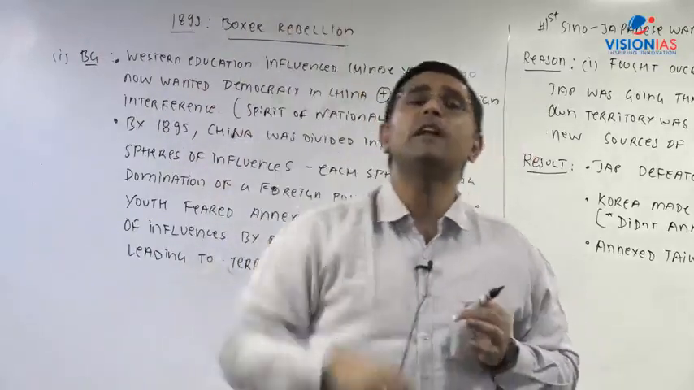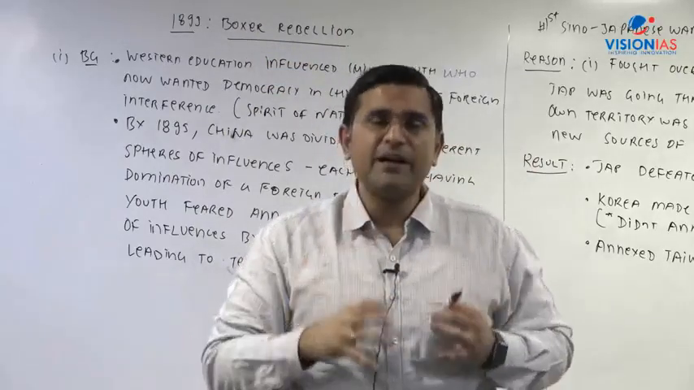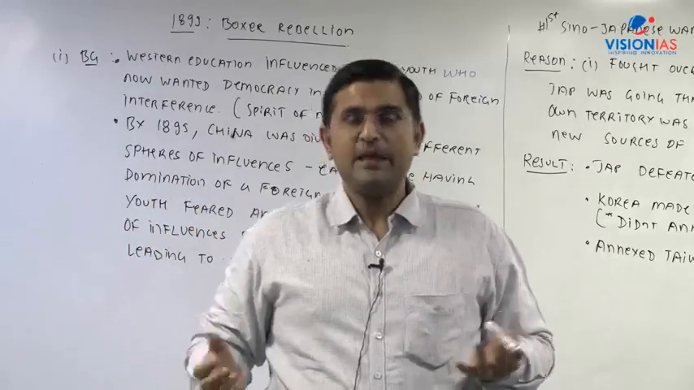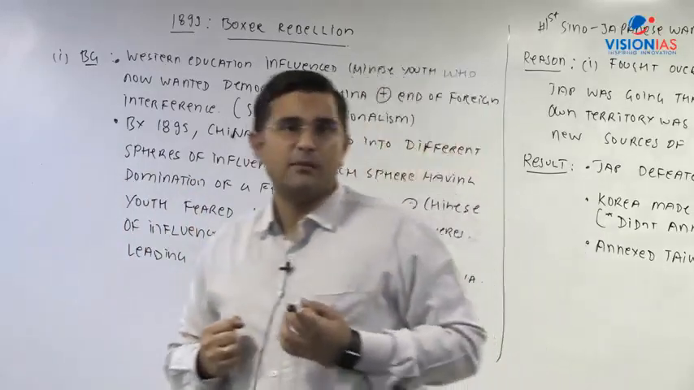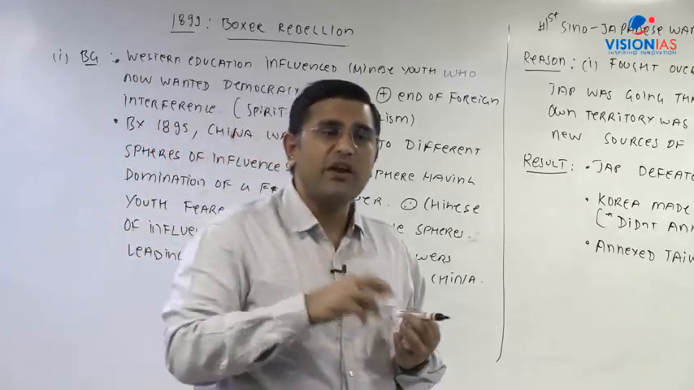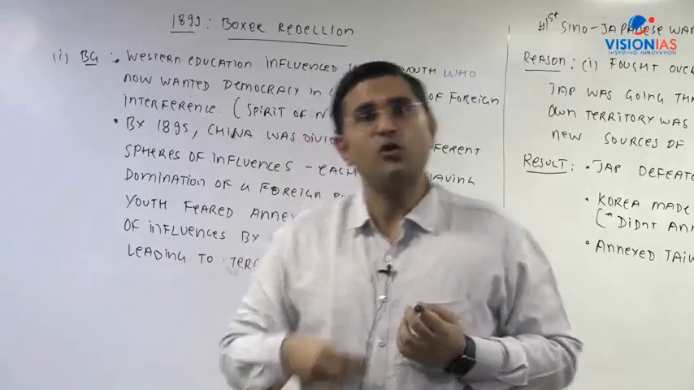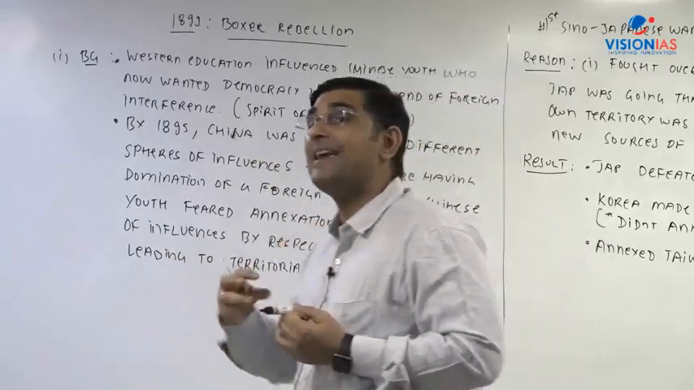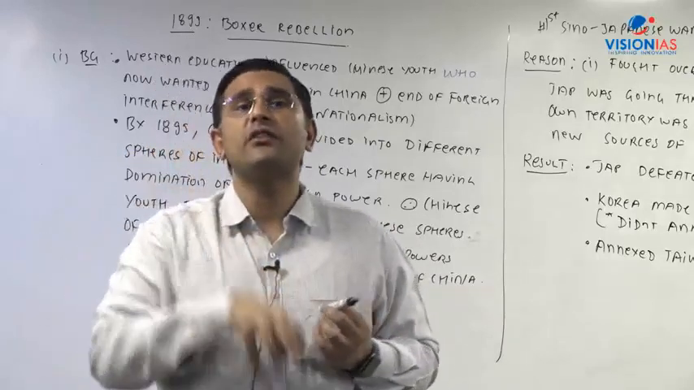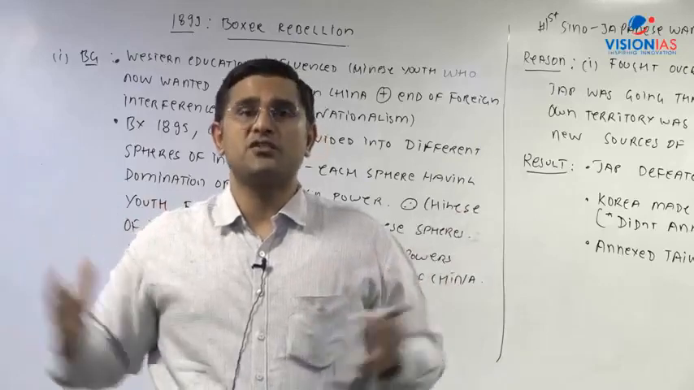In that particular area, Russians are the dominant power. Meaning, China was divided into spheres of influence of respective foreign powers. And there was this real fear among the hearts of the Chinese youth that over a period of time, these spheres of influence will get converted into colonies. That is, these foreign powers may annex those respective spheres of influence, and therefore it will result in territorial disintegration of China.